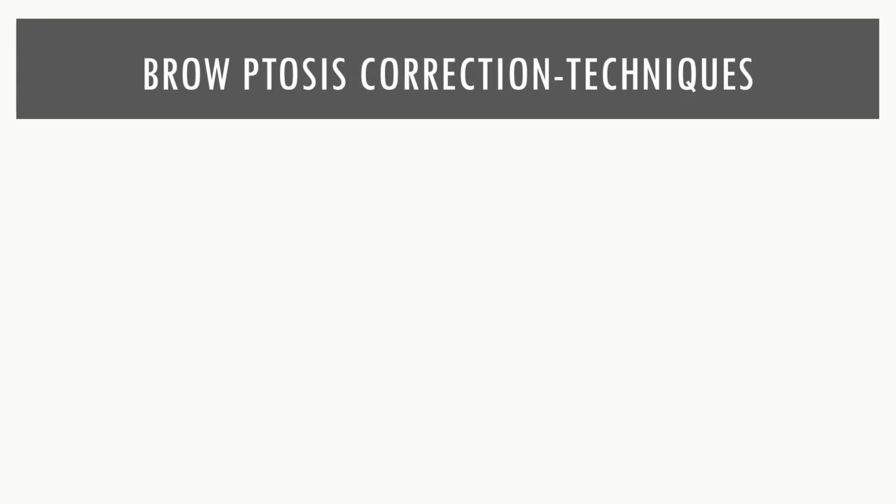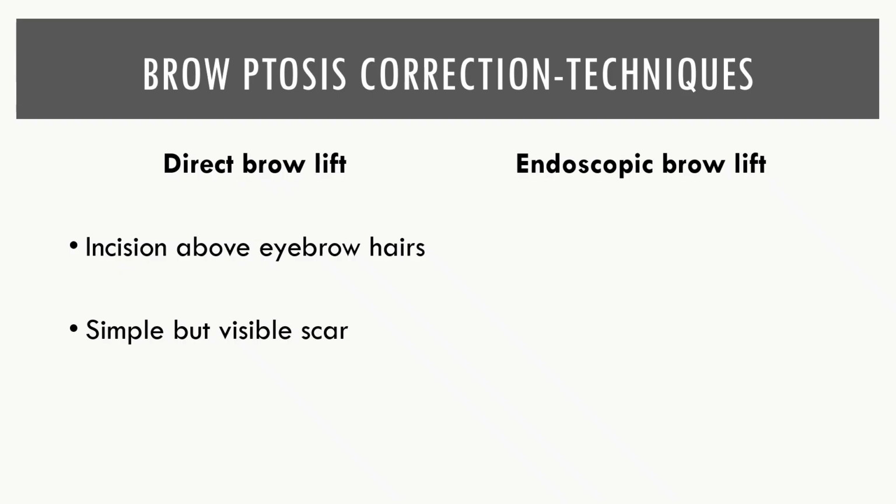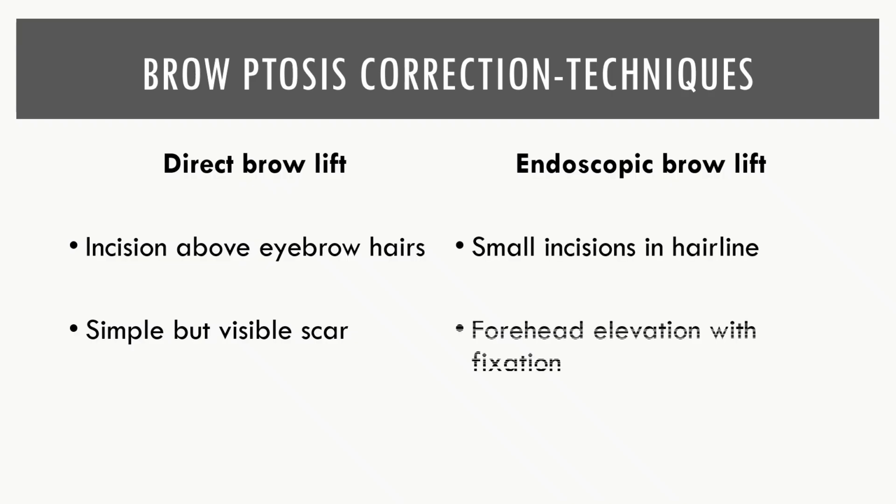Brow ptosis correction techniques. Choice of brow lift depends on the patient's age, hairline, and cosmetic expectations. In direct brow lift, the incision is given above the eyebrow hairs. It gives a simple but visible scar. In endoscopic brow lift, small incisions are made in the hairline. Forehead elevation with fixation is done.